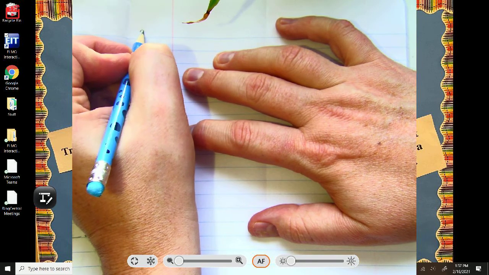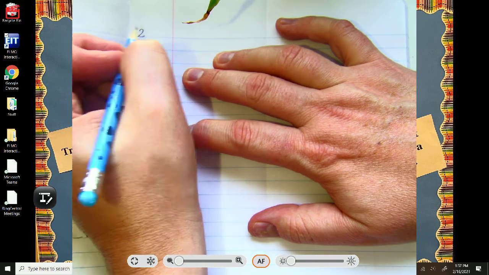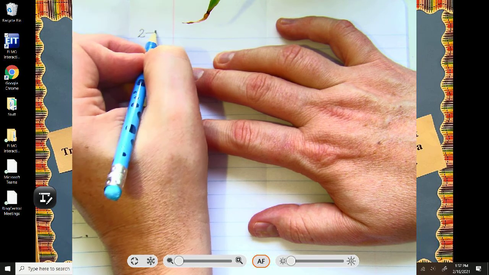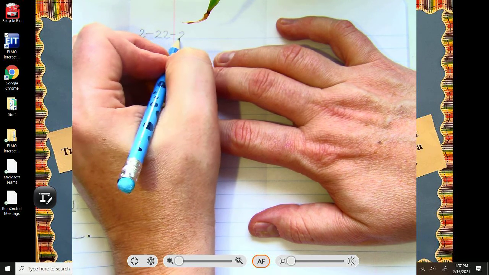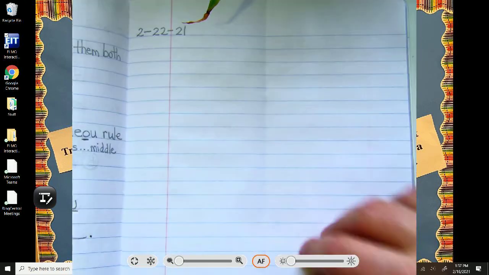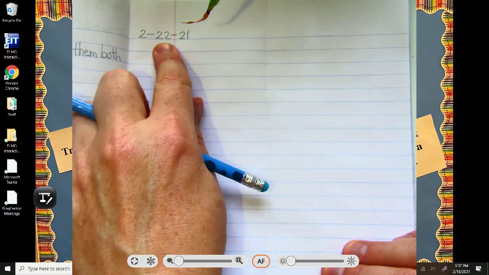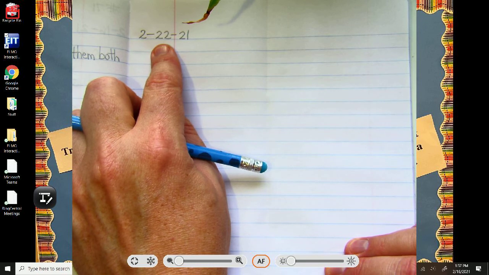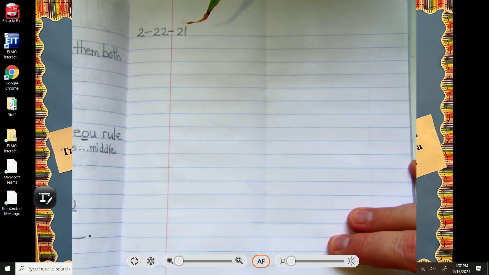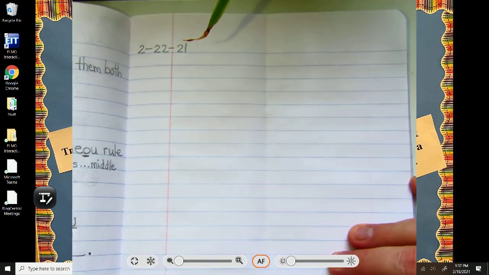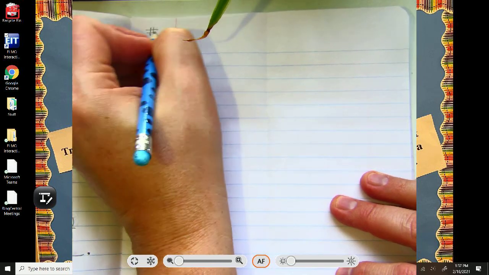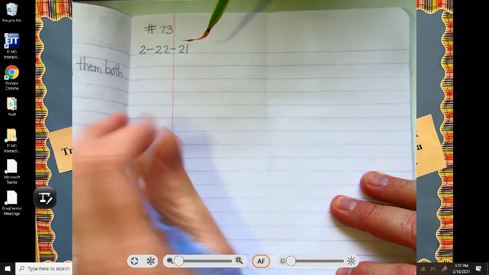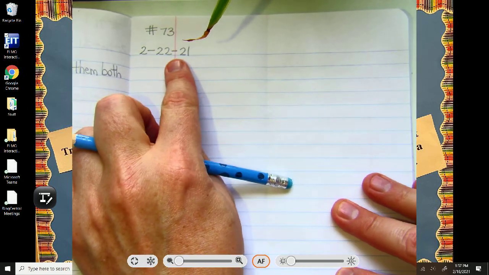Lots of twos in our date today. It is the month of February, the 22nd, 2021. So just think, 1 year from now, it's going to be 2/22/22. Ooh, pretty fancy, huh? It is today our 73rd spelling lesson. 2/22/21.